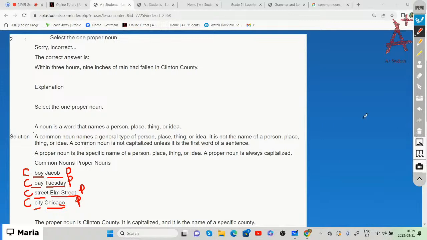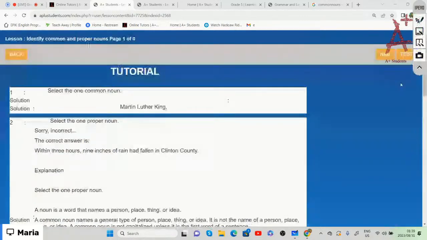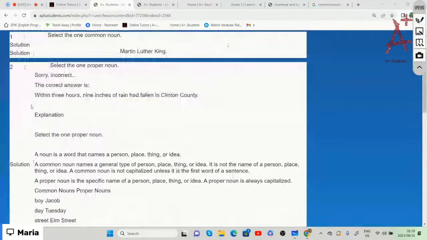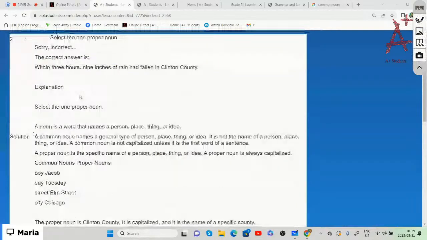All right, so now we are going to select the common noun, right? Okay, let's go here. Select the proper noun, right? We need to select the proper noun within the sentence, right?